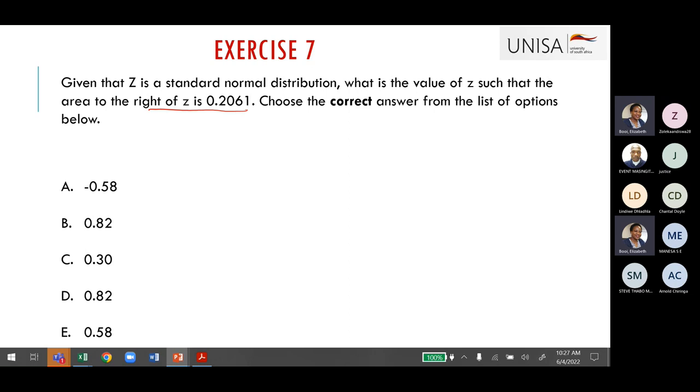It says, given that Z is a standardized normal distribution, what is the value of Z? So here we're looking for the Z value such that the area to the right of Z is 0.2061. We must also be mindful of words like that. The area to the right means the area greater than. The area to the left means less than.